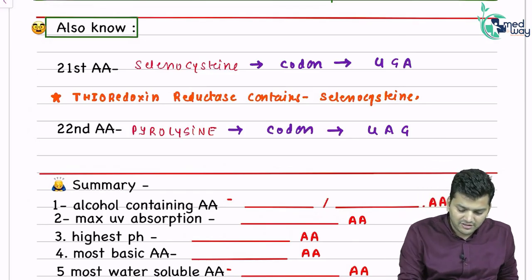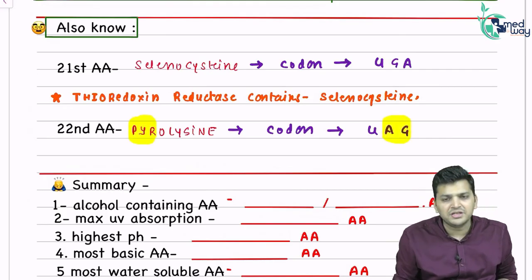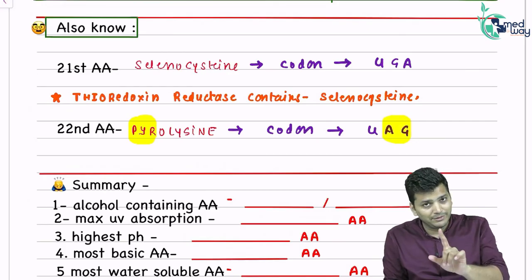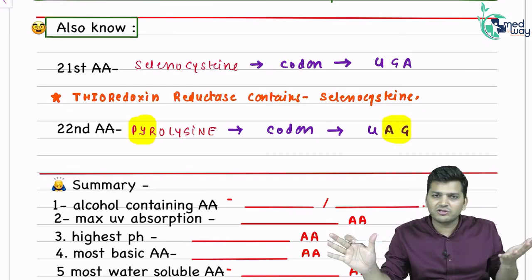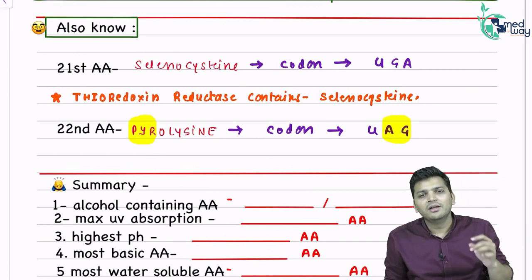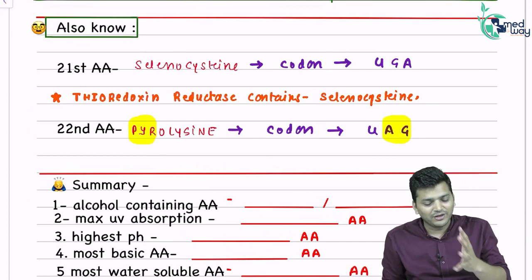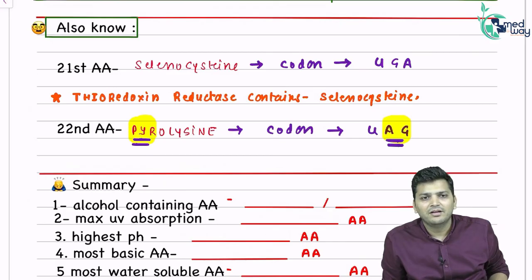You can remember it like this: wherever there is a PR, there is AG, OG. Think of a newly married husband and wife: after a few months the PR will wash out, so in the initial few months there is going to be AG, OG. So wherever there is a PR, there is AG, OG: UAG, pyrrolysine.